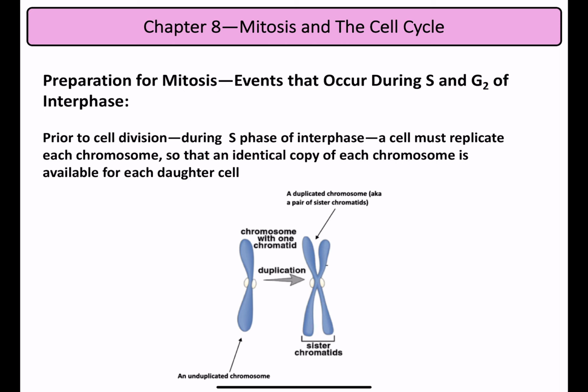So we actually already learned this, but my next section is the 3 major events that happen during S phase and G2 that prepare a cell for mitosis. And the first one we already covered, and that is that all of the chromosomes are replicated during S phase of interphase.